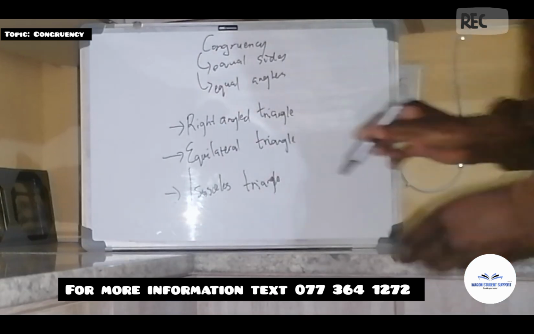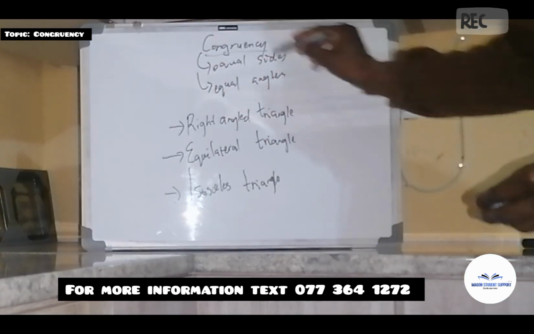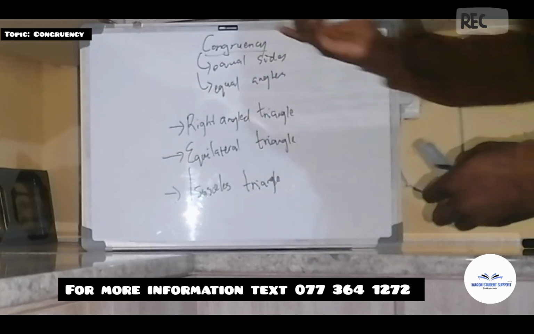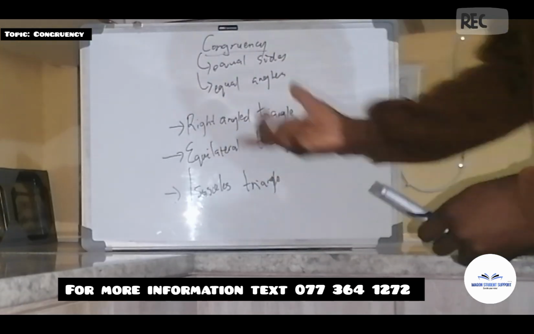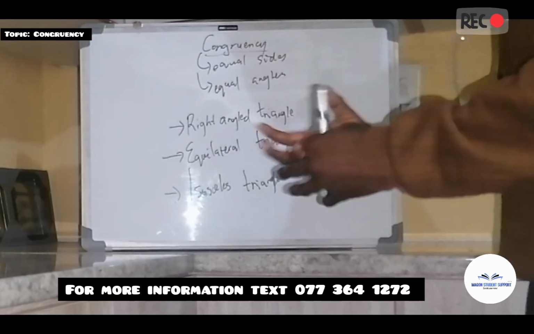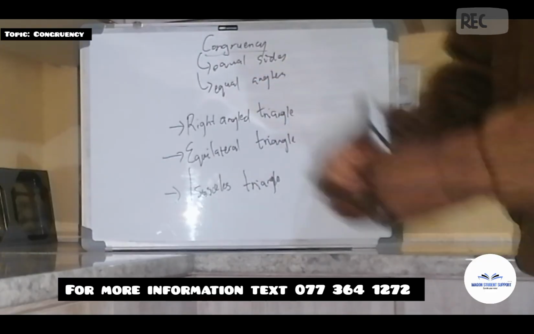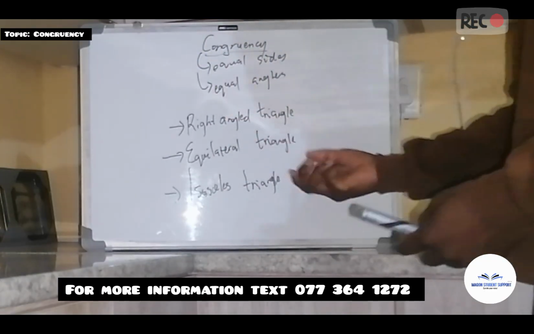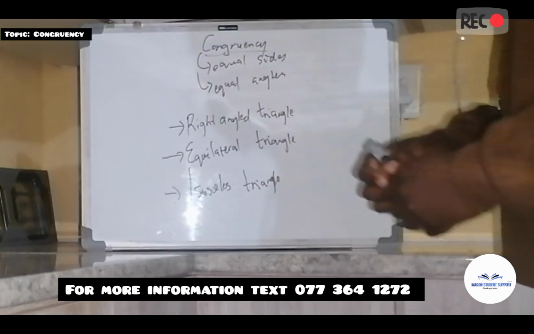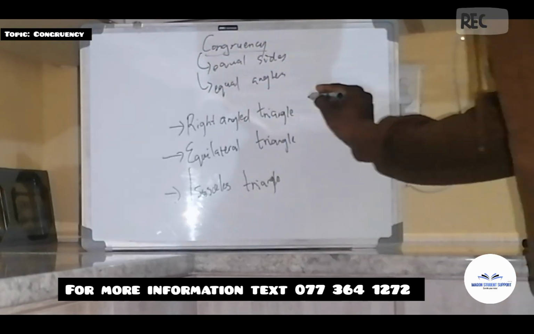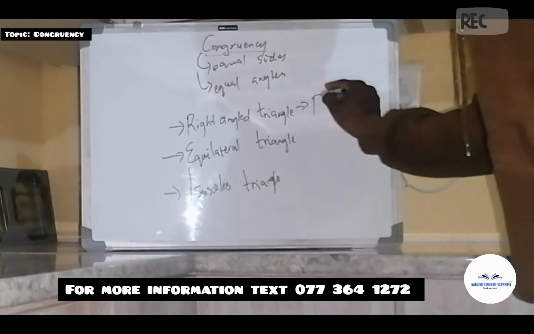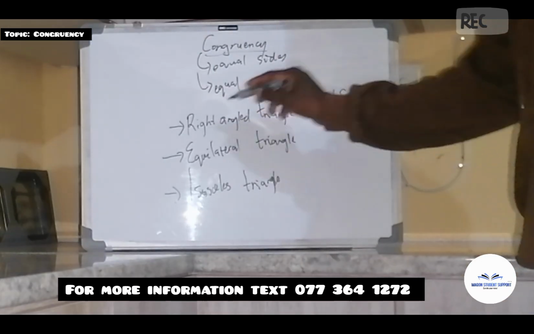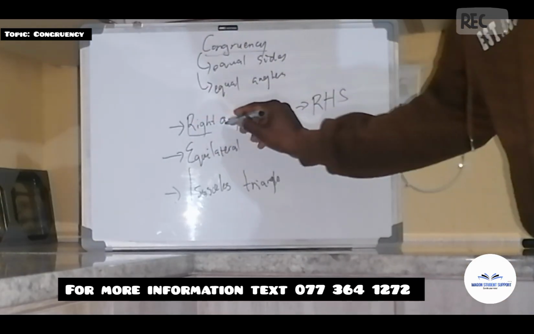So congruence actually has these three reasons, because when you prove congruency you must have a conclusion to say whether this triangle is a right angle triangle, an equilateral triangle, or an isosceles triangle. In the right angle triangle, you have this reason: RHS. So RHS says right angle triangle.